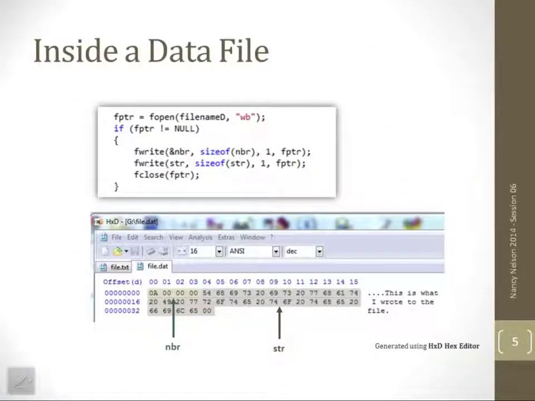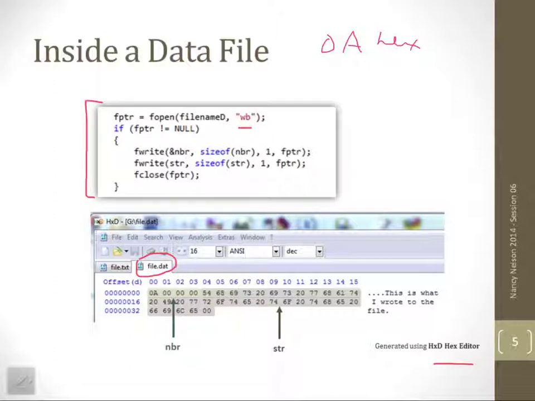Now if we take a look at the results of the code that we used to write our binary file, we're going to use the same tool, the HxD hex editor, and we're going to look inside file.dat, which is the second file we created. Again, we can see our addresses down here and the offsets from those addresses here. So if we look at the first byte in our file, we see it's 0A. And 0A was that hexadecimal byte that we wrote.